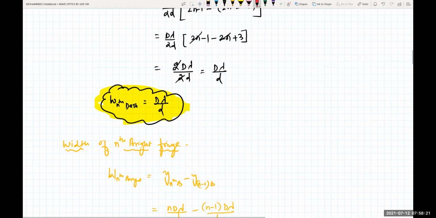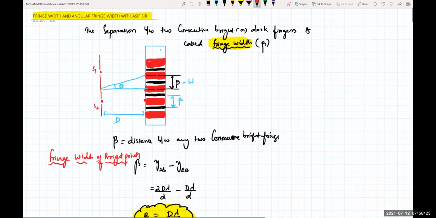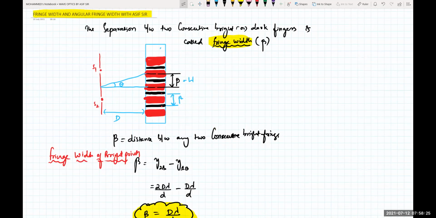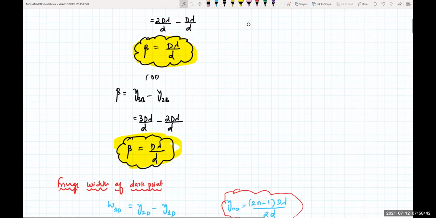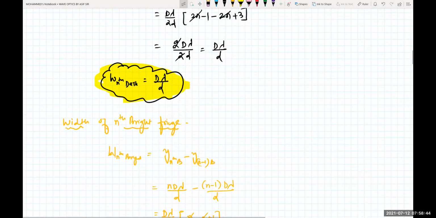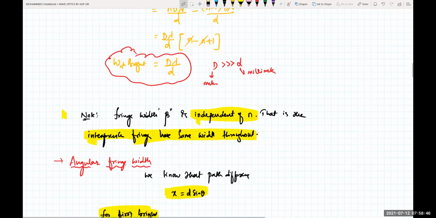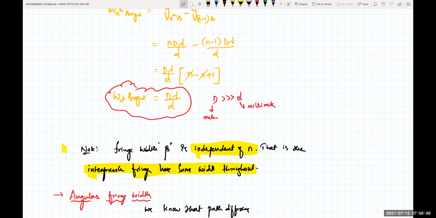You do it with the dark point or the bright point, the derivation's final result comes out the same. So fringe width is nothing but the separation between two consecutive bright points or two consecutive dark points, which is known as fringe width. Is it clear for everyone? So fringe width is nothing but what? Distance between two consecutive bright points or two consecutive dark points. So I calculated for the dark point and bright point, simplified it, and we got the result. The final formula for the fringe width is capital D into lambda by small d.